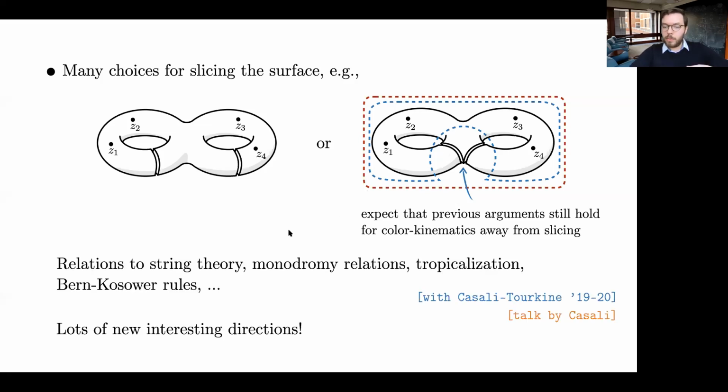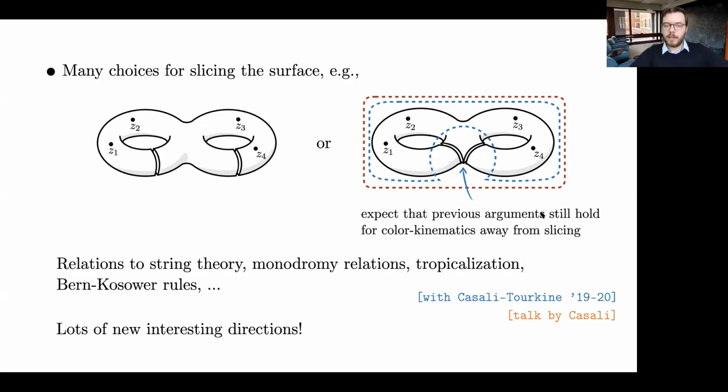And that turns out to be a very interesting story that we've been pursuing with Casali and Turkin, and it gives us some interesting connections to string theory, monodromy relations, tropicalizations, and Bernoulli-Casari rules. So you will hear more about it in the talk by Casali. So just a quick follow-up: the prescription is the same as Piotr Turkin proposed in one of the previous papers. So that's the prescription that you will use.